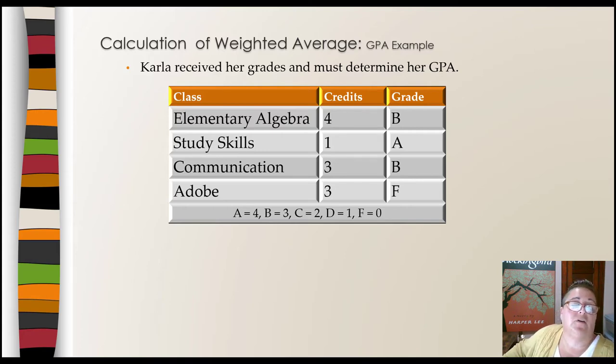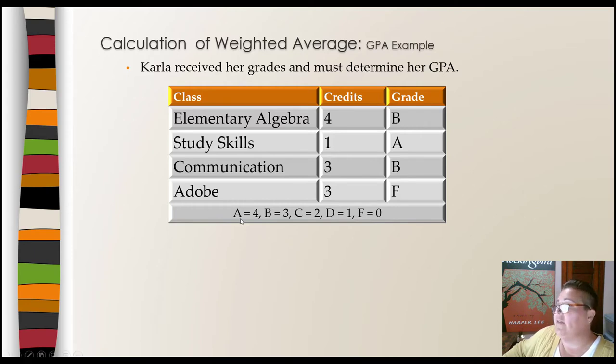Her comm skills class is 3 credits, and she got a B. And her Adobe class is 3 credits, which for whatever reason she unfortunately did not do so well in. The standard category weights are as follows. An A counts for 4 points, a B counts for 3 points, a C for 2, a D for 1, and an F for 0.